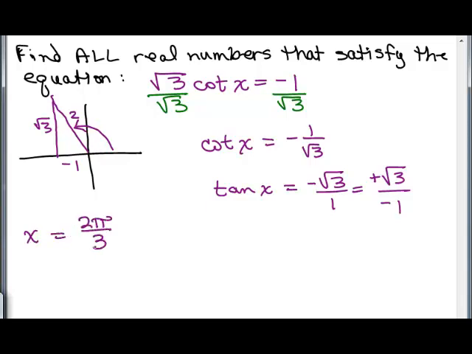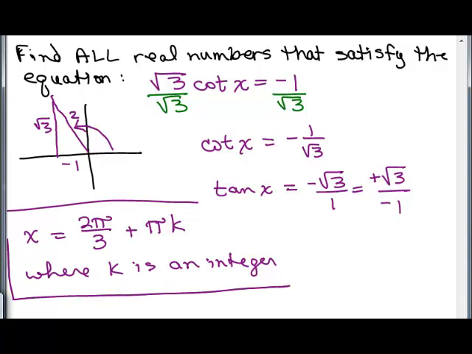So x, the first value that works, is 2 pi over 3, but we can get all the other values by adding or subtracting multiples of pi or 180 degrees, because that is the period of pi. So we just add pi k, where k is an integer. And those are all the values, all the real numbers. And you could always do a check. For instance, you could put 2 pi over 3 in for x into the original equation and make sure this is true.